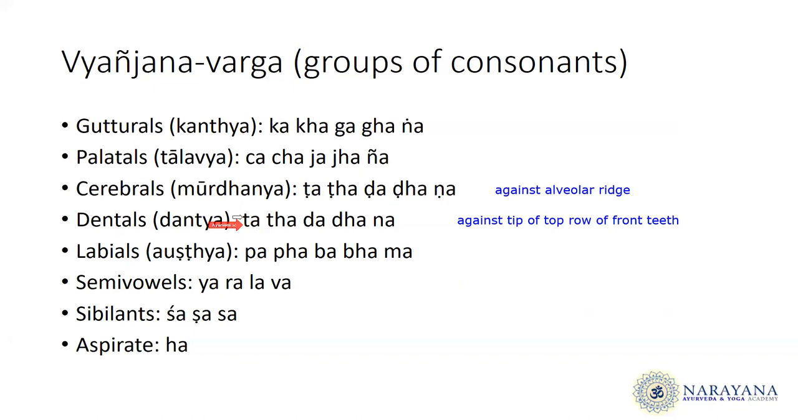Now, those are against the tip of the teeth. They are softer sounds. They don't come out quite as loudly as these. So these are more foreign sounds, and these are the more common consonants that are used in Sanskrit rather than the Murdhanya group. Finally, you have the labials or aushtya. Pa, pa, ba, ba, ma.